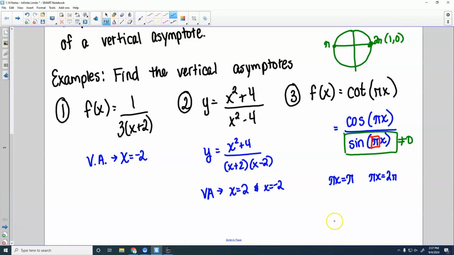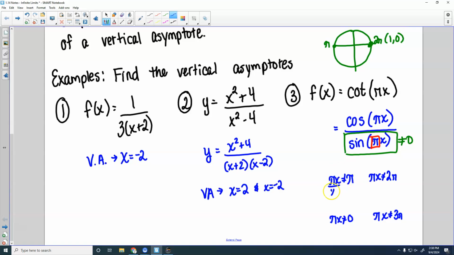Or would it be correct to say that pi x could equal 0? Well, you're right, I could probably put not equal to for all of these here. But that would give us a vertical asymptote, right, if pi x equals 0. What about if pi x is 3 pi? 4 pi, 5 pi, 6 pi, all these end up in the same spot, right? So this keeps going.